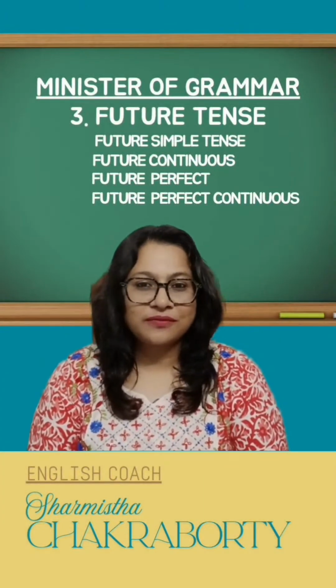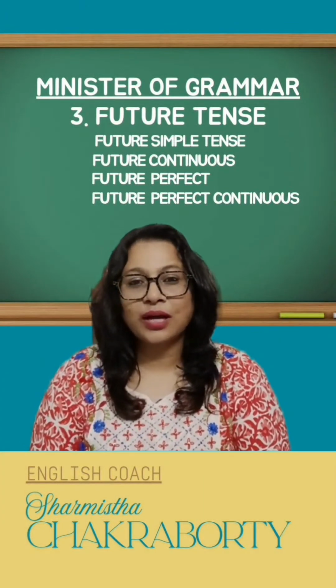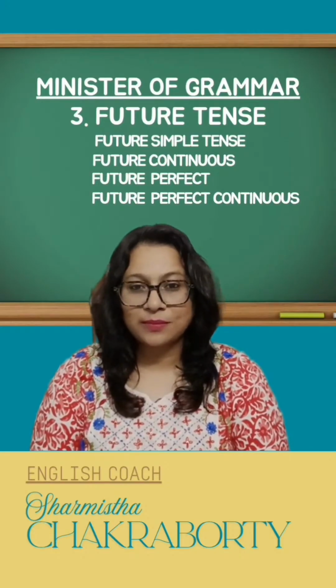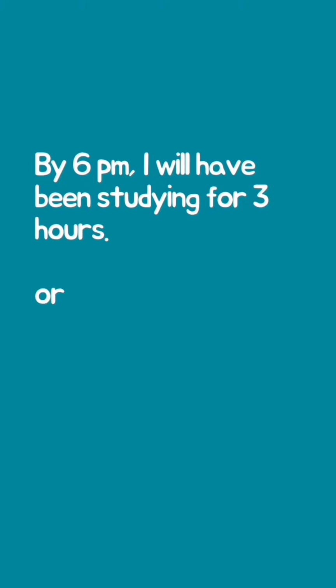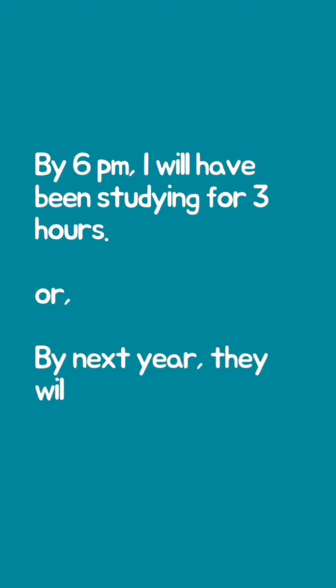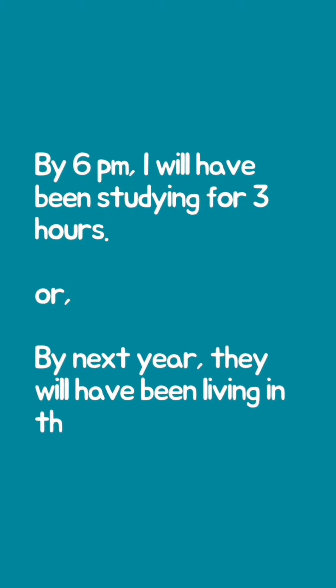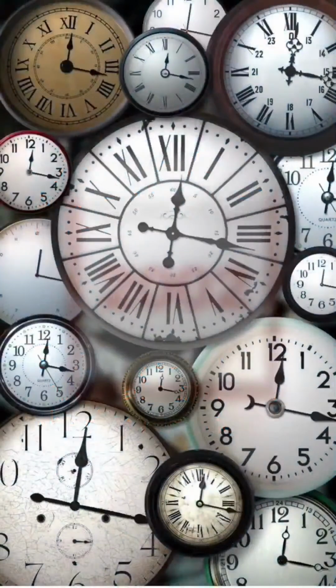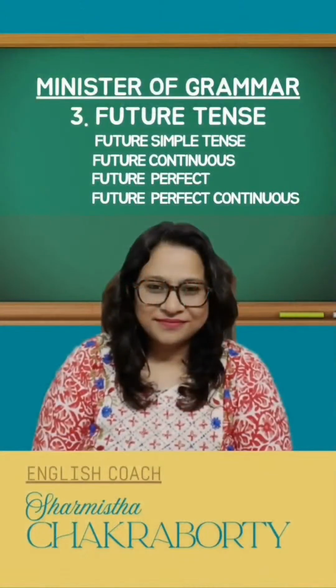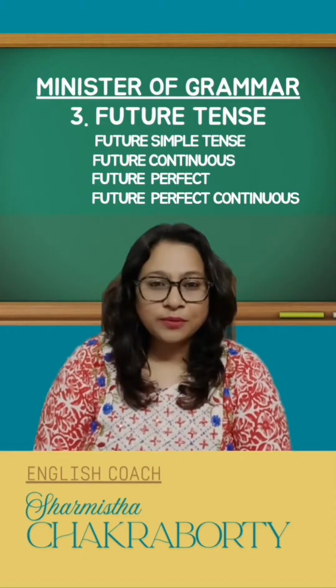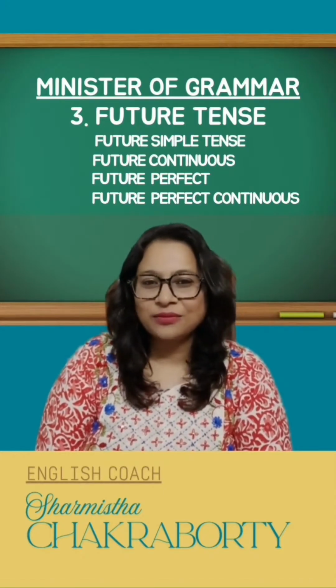And finally, we have future perfect continuous. This is used to show an action that will be continued for some time up to a specific point in future. Like by 6 p.m. I will have been studying for 3 hours, or by next year they will have been living in the city for a decade. Here, the focus is on the duration of the action before the future moment. So we can see that future perfect continuous is like a countdown timer that runs into the future.